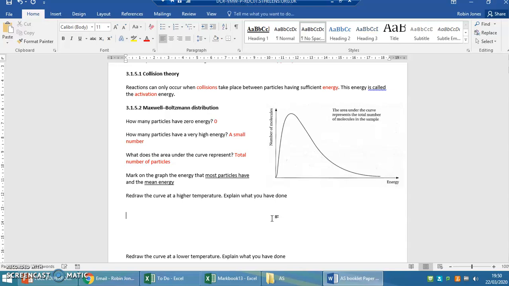Redraw the curve at a lower temperature. Well, it goes through 0, 0, because no particles have zero energy. This time, the peak is going to be to the left, so it's going to be to the left of this previous peak, because at a lower temperature, less particles have energy. So at a lower temperature, particles have a lower energy on average. So that's going to go somewhere here.